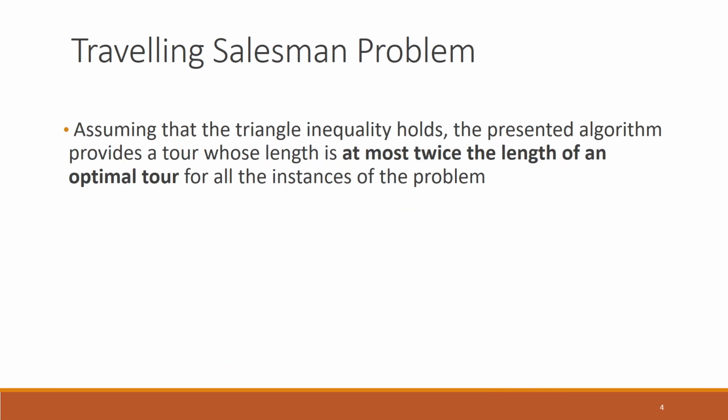Okay. So assuming that the triangle inequality holds, we had mentioned that this result rests on the fact that the triangle inequality holds. Given that, the algorithm which we showed in the last slide provides a tour whose length is at most twice the length of an optimal tour for all the instances of the problem. So this result is saying that the algorithm which I just showed in the previous slide will always give you a tour whose length is at most twice the length of an optimal tour. Okay. And this will happen for all the instances of the problem. So for any example problem that you give, this result will hold.